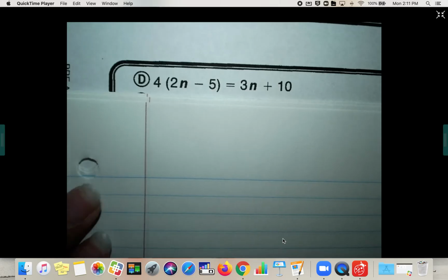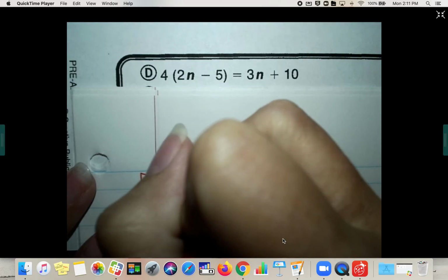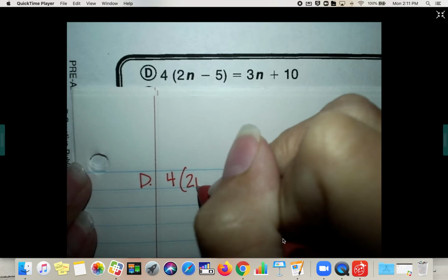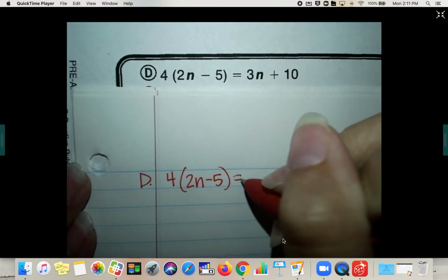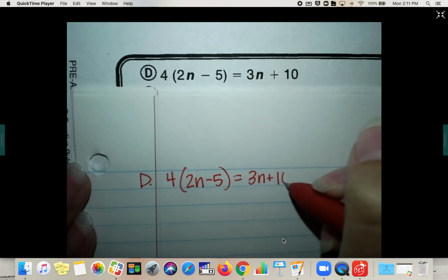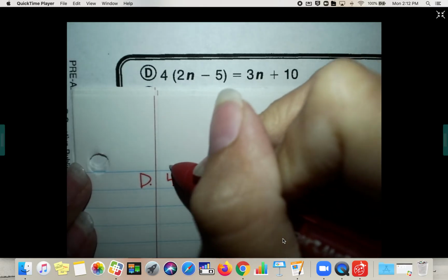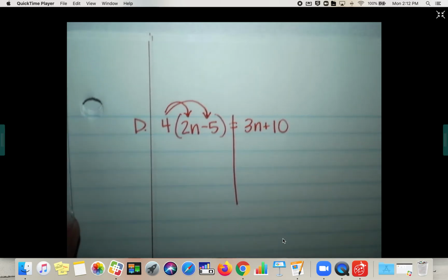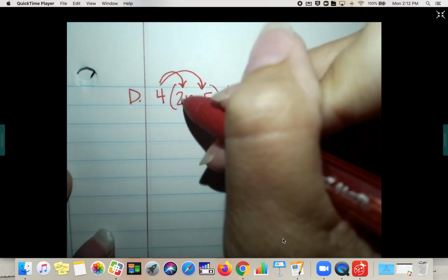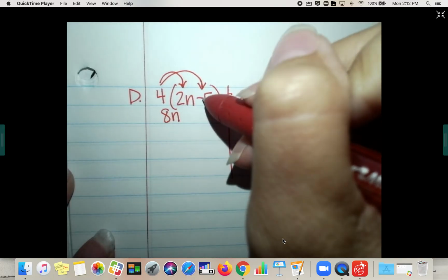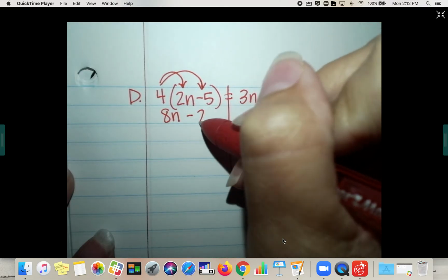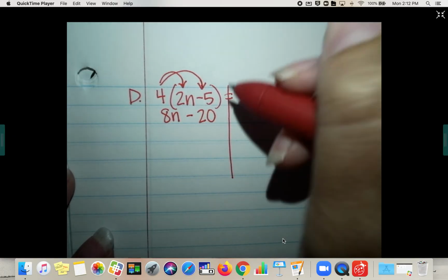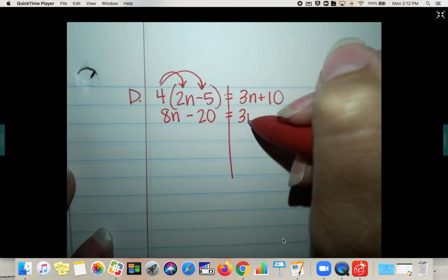So letter D, I hope you guys are solving this on paper so you have room to work it all out, is 4 times the quantity 2n minus 5 equals 3n plus 10. All right, if you have distribution, you have to do that first, which means multiply to get rid of the parentheses. 4 times 2n is 8n. 4 times negative 5 is minus 20. I just said a negative and a minus, and they're interchangeable because they are the same things. I know, it is mind-blowing.